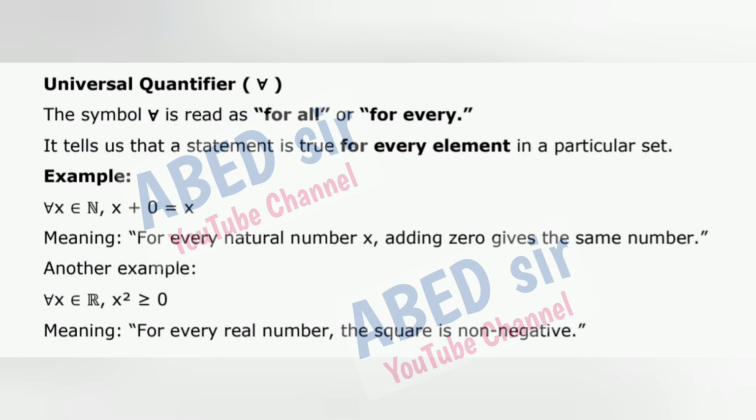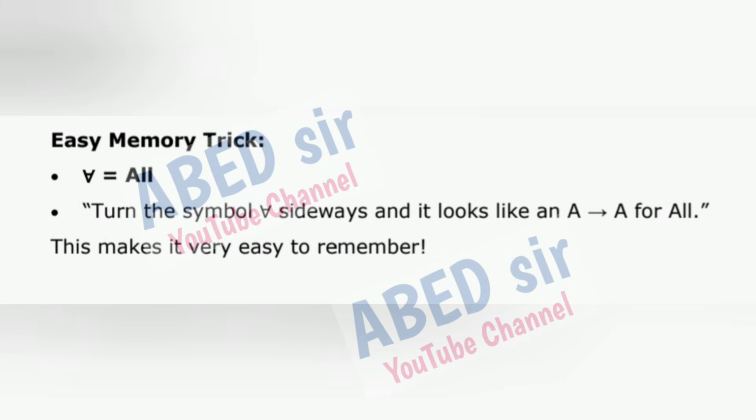Another example: ∀x, x² ≥ 0. Meaning, for every real number, the square is non-negative. Easy memory trick: ∀ is equal to all. Turn the symbol upside down and it looks like an A, for all. This makes it very easy to remember.